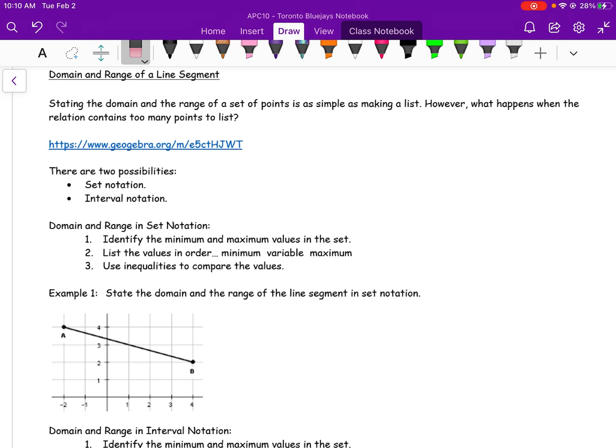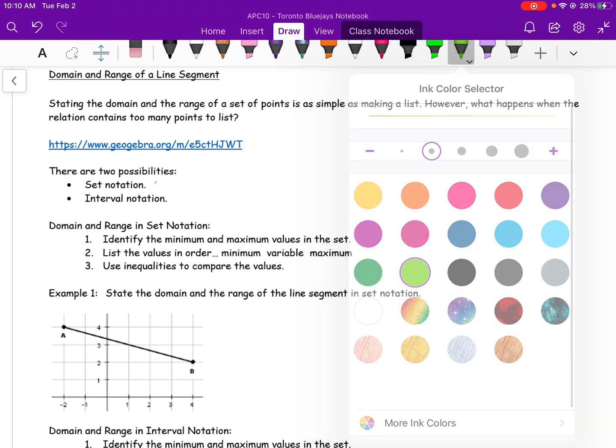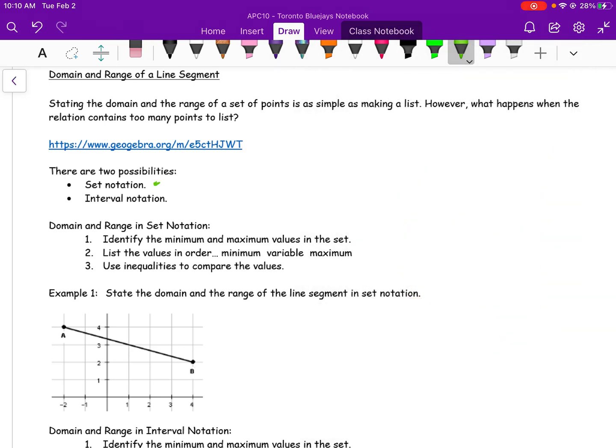One of them is set notation. The next one will be interval notation. And which one is more valuable? They both have a purpose. It takes a while to discover the purpose, but which one must you know? Both of them. So let's look at this first one, domain and range in set notation.